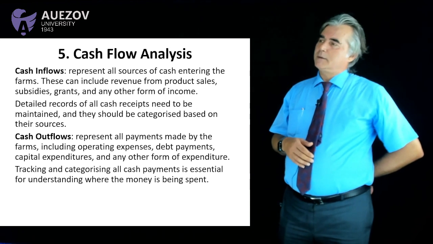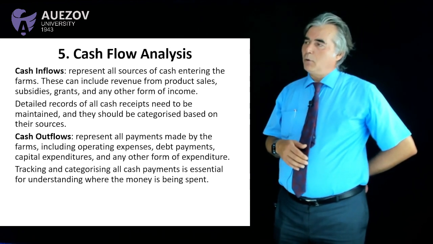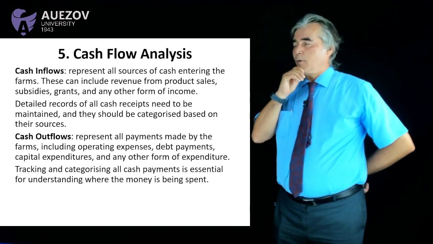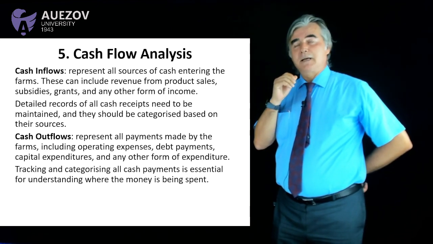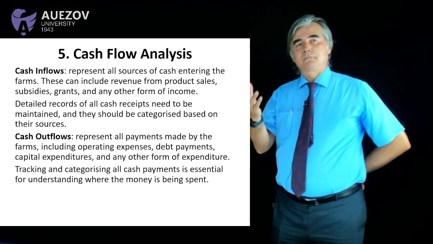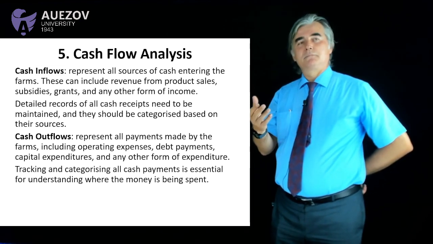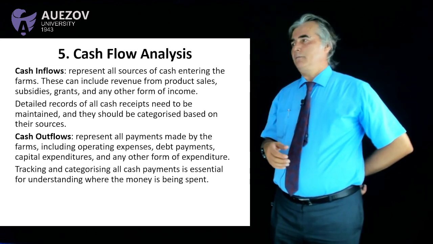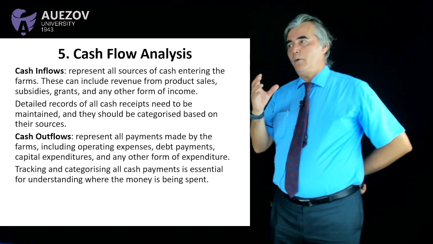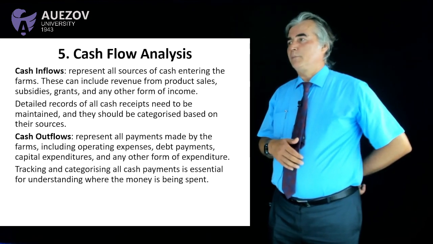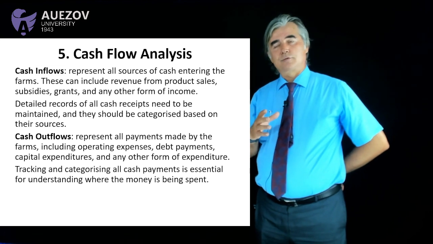The other analysis is cash flow analysis. Cash inflow represents all sources of cash entering the farm. This can include revenue from product sales, subsidies, grants, and other forms of income. Detailed records of all cash receipts need to be maintained, and they should be categorized based on their source.